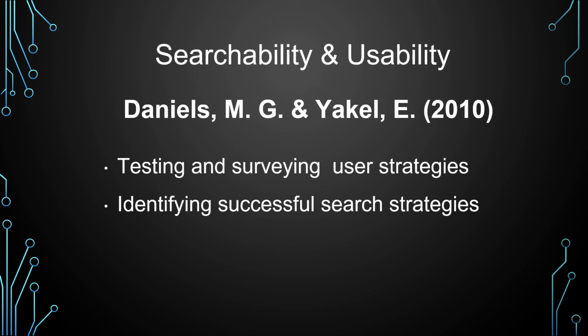Daniels and Yakel tested the ability of users to search and retrieve specific types of records from the Bentley Historical Library's online finding aid system and the Online Archive of New Mexico. They found no significant advantages among the different demographic factors like sex, age, or education level. What they did find was that the type of search strategies affected search success.